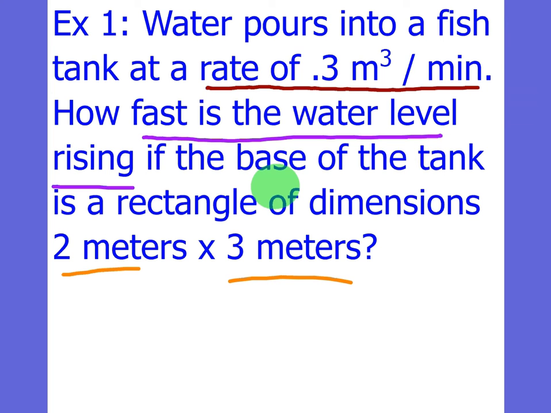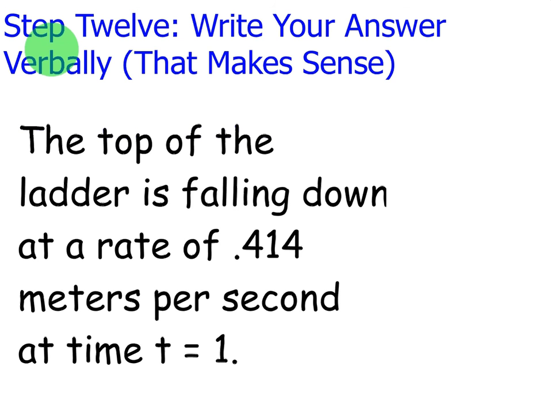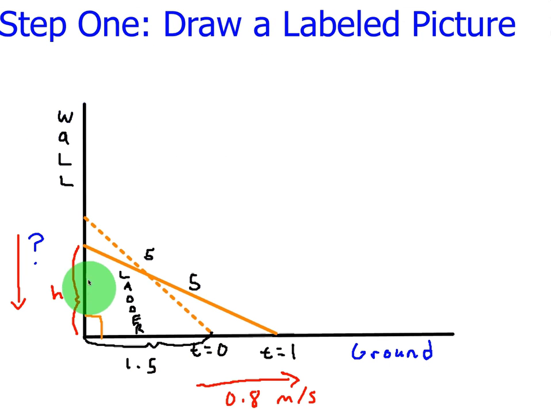Let's look at example 2, which is the ladder falling, and we figured out that the ladder is falling at a rate of negative 0.41 meters per second. Let's answer this one. The top of the ladder is falling down at a rate of 0.4 meters per second at time t equals 1. So if you go back to the picture, which is what I typically look at, at time t equals 1, this ladder is falling at a rate of 0.5 meters per second. Or sorry, 0.4.